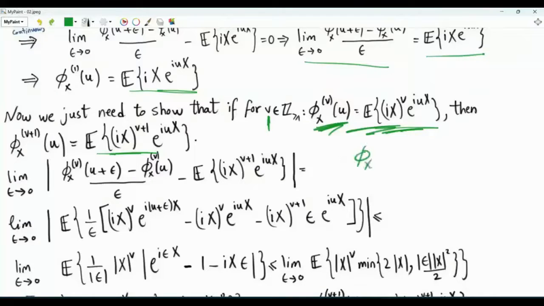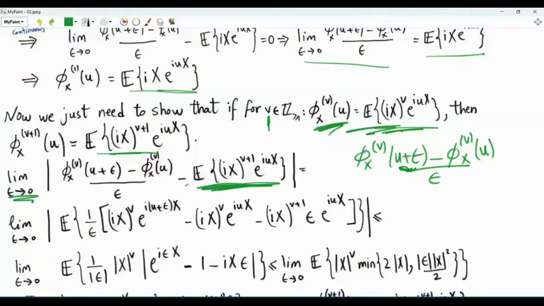We will take this quantity. So this is the vth derivative of the characteristic function. We take the vth derivative evaluated at u plus epsilon minus the vth derivative evaluated at u, and then we divide by epsilon. We subtract this expectation. This is the candidate derivative of order v plus 1. So we subtract and we take the magnitude. We investigate the limit. We start by writing the derivatives of the characteristic function using the expectations.